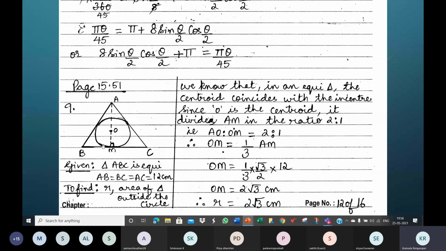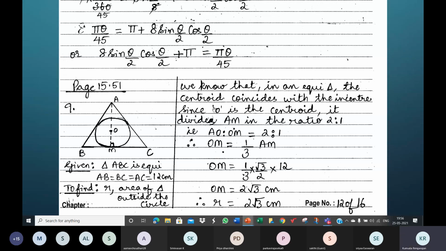We know that AO is to OM as 2:1, which means OM is 1/3 of AM. AO is 2/3 of AM. AO is 2 parts, so 2/3 of AM. OM is 1 part, 1/3 of AM.